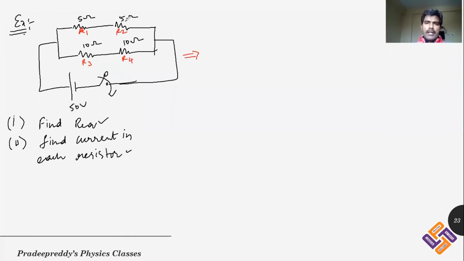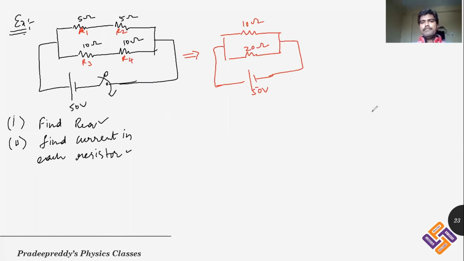R1 and R2 are connected in series. R3 and R4 are connected in series. So I will redraw the circuit like this. What is the effective value? Here it is 10 ohm, and here it is 20 ohm. That is connected to a battery of 50 volt.